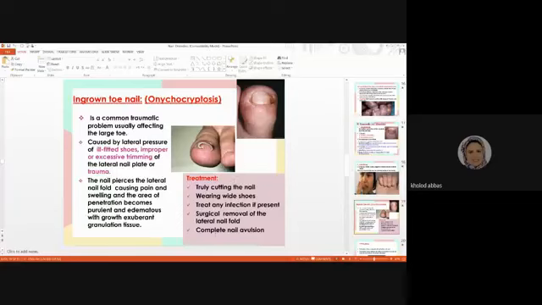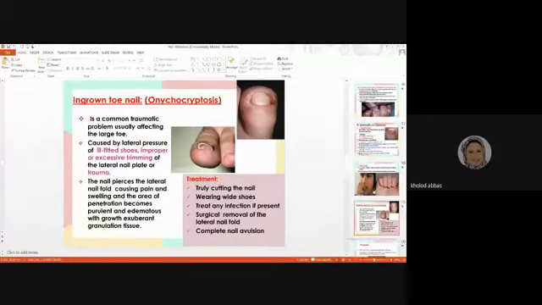Treatment: the patient has to cut the nail in a proper way, wear wide shoes, and treat any infection if present. In resistant cases, we have surgical removal of the lateral nail fold, which means partial nail avulsion, or it can finally lead to complete nail avulsion if there is no improvement.